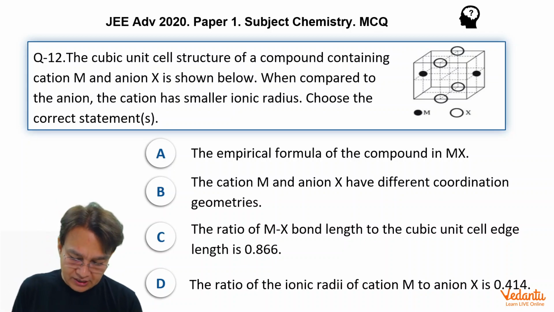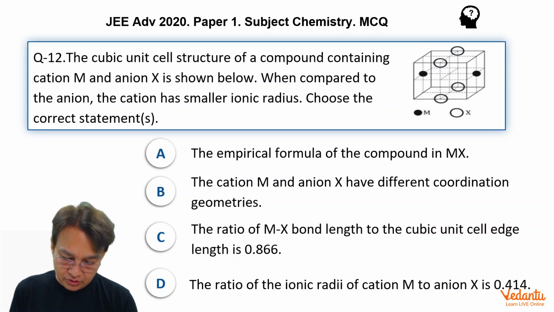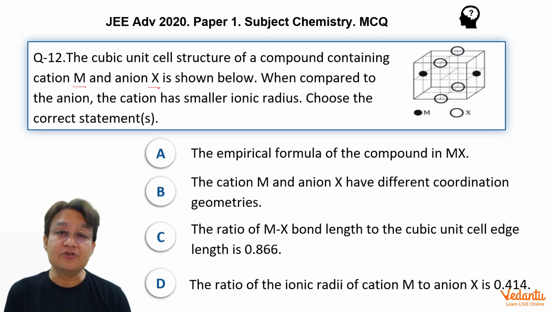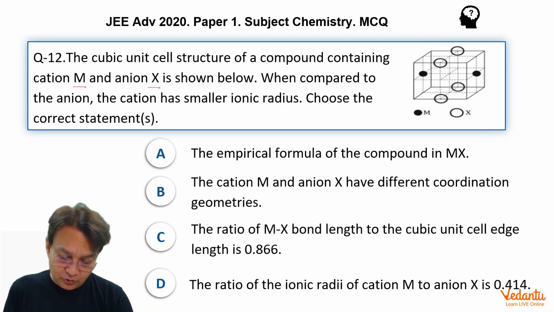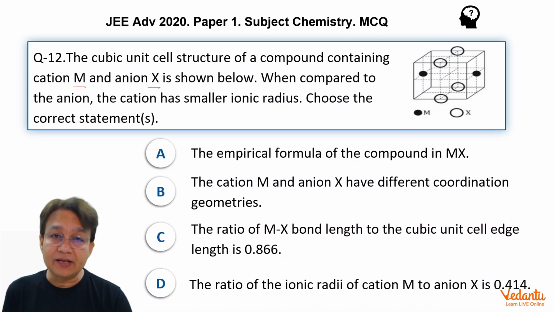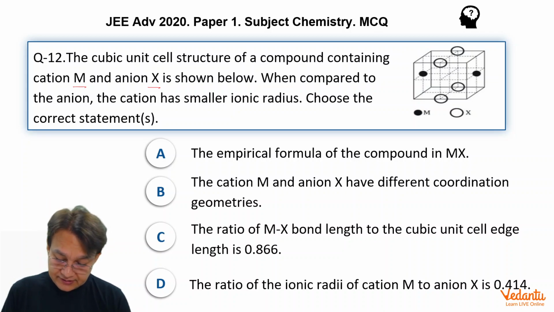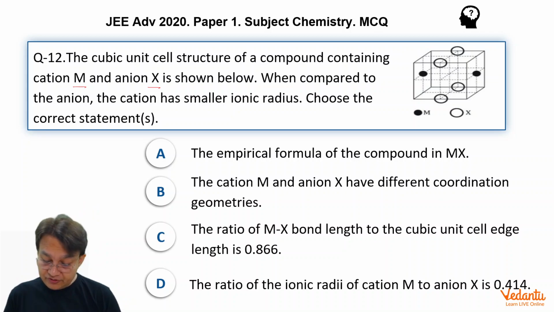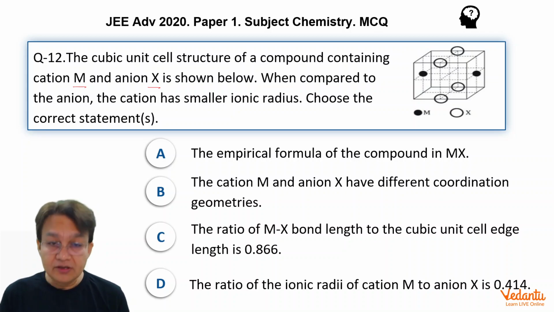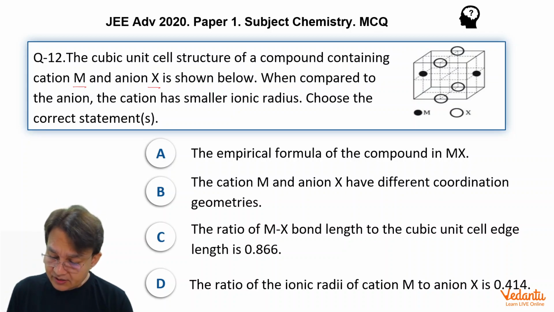According to this problem, the cubic unit cell structure of a compound containing cation M and anion X is shown below, as you can see. When compared to the anion, the cation has a smaller ionic radius. That means the cation is smaller and the anion is bigger. Choose the correct statement. The empirical formula of the compound is MX. The cations M and anion X have different coordination geometries. Plenty of facts have been given. So let us first see what kind of unit cell this is and what conclusions we can draw from here.